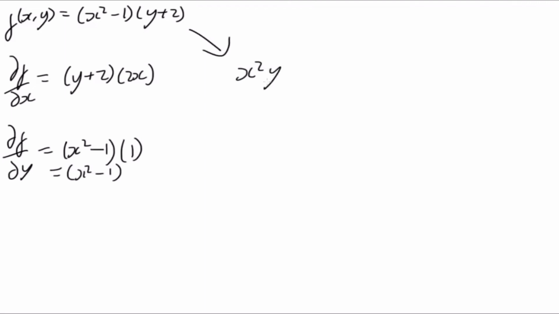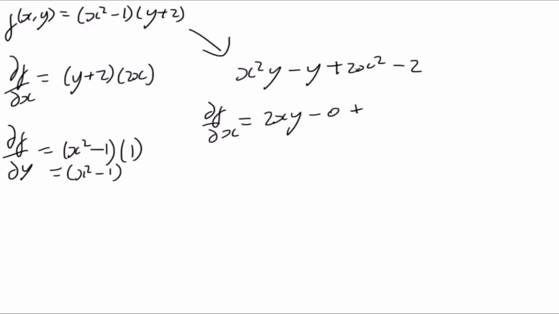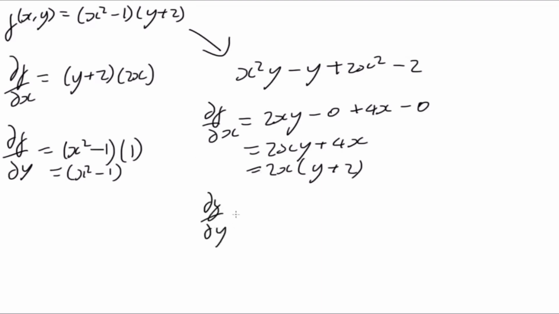So if we just times out these brackets, and then we do the same thing we've done on the other side, you'll see that what we get is this x value here in here, so that gets you 2xy. This doesn't have an x value, so this goes to 0, so minus 0. This is 4x, and then this doesn't have an x value, so this goes to 0 as well. So what you get is 2xy plus 4x, which is the exact same as up here, which can be simplified to 2x and then brackets y plus 2. Perfect. And I'll show you the same for the y value.